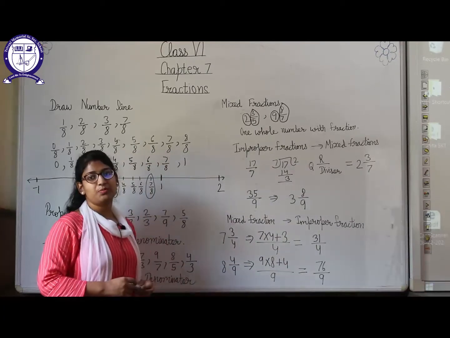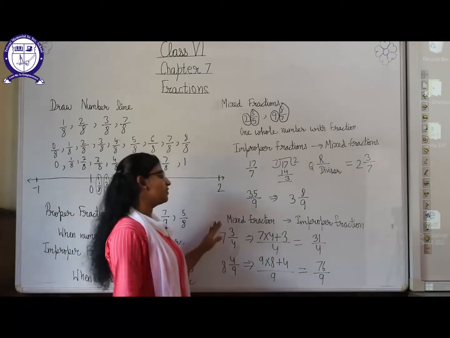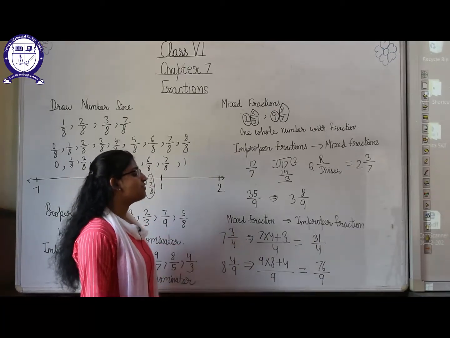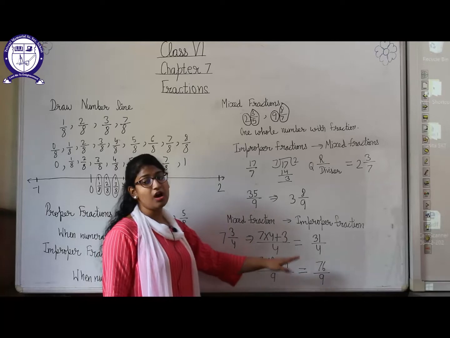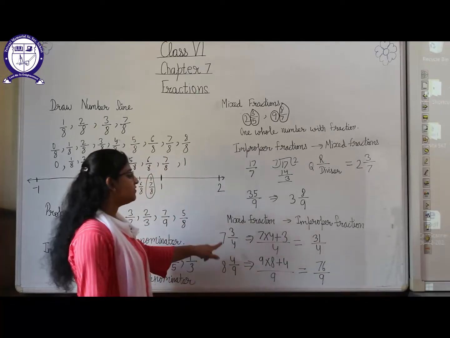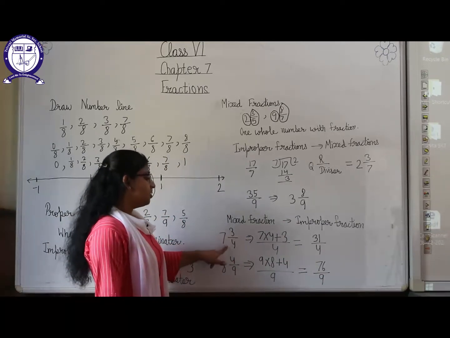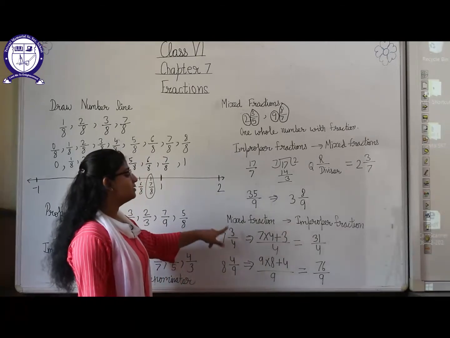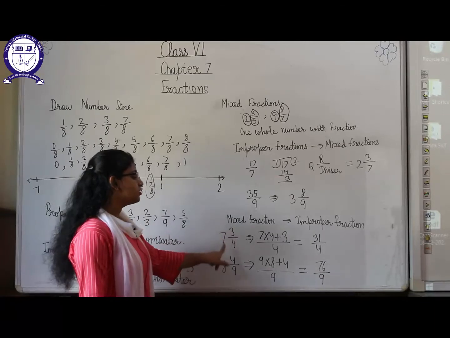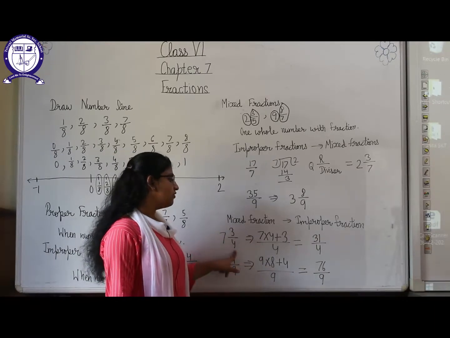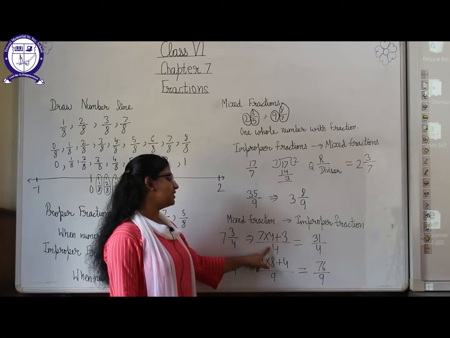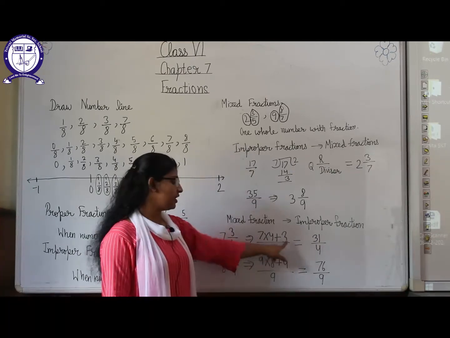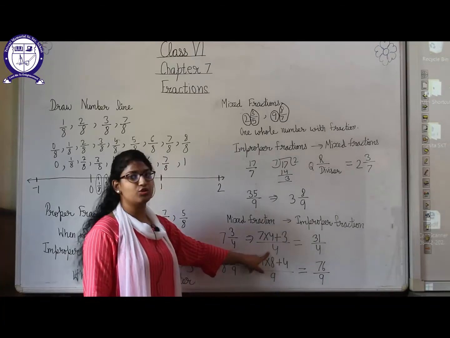Now we have to change a mixed fraction into an improper fraction. The mixed fraction given to us is 7 3/4, and we have to change it into an improper fraction. So here, we will multiply the whole number with the denominator, and then we will add the numerator. Here 7 is the whole number, 4 is the denominator. We will multiply them, and then we will add 3, the numerator, to it. And 4 will stay as the denominator.